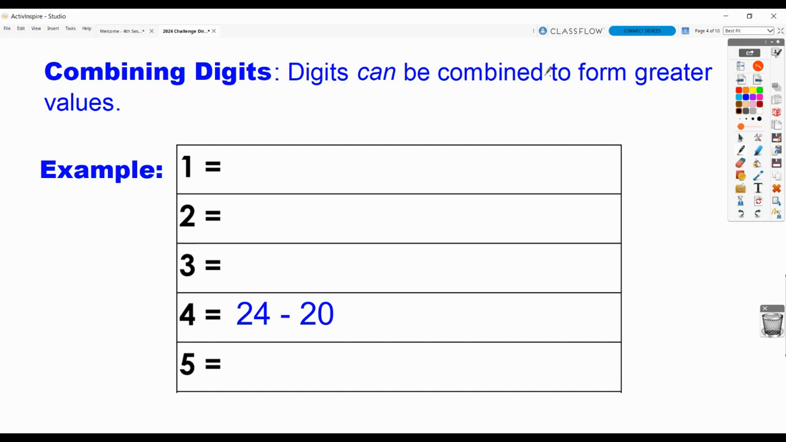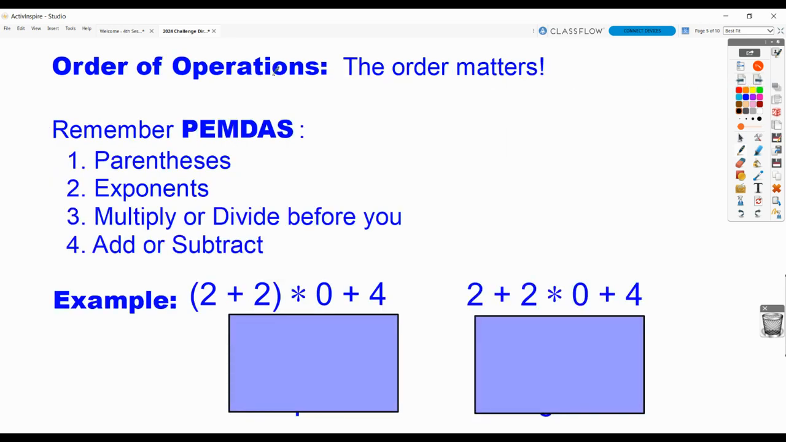Digits can be combined to form greater values. What do I mean by that? Well, notice this one. I used a 2, a 0, a 2, and a 4, but I combined the digits to make 24 minus 20. What's 24 minus 20? That gives us 4. So that might come in handy in a few situations. The order of operations really does matter. I know you think as math teachers just like you to follow rules, but it really makes a difference mathematically.